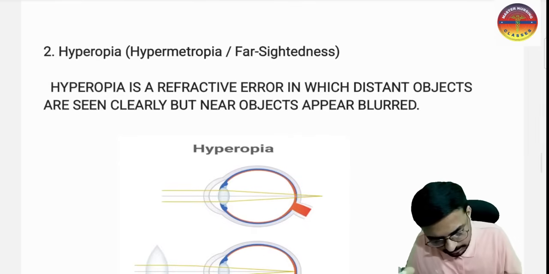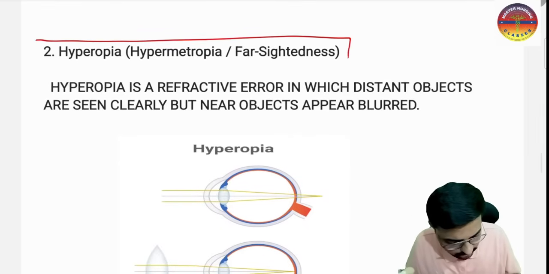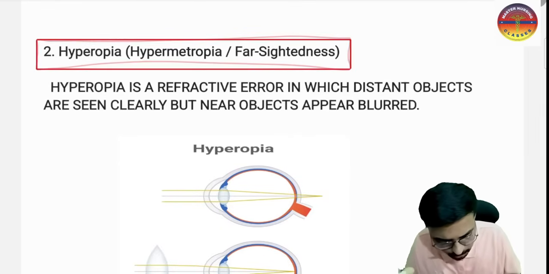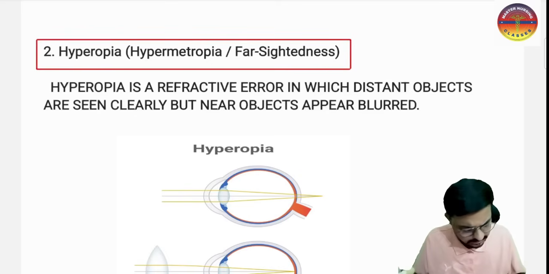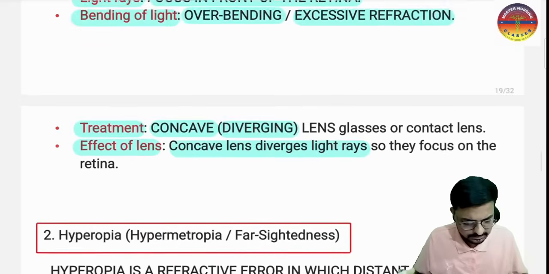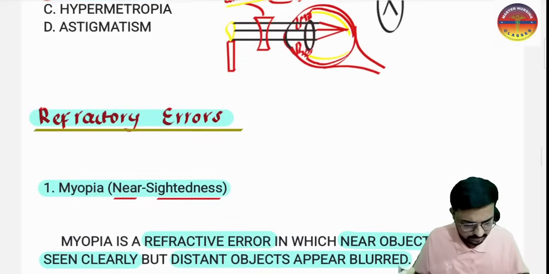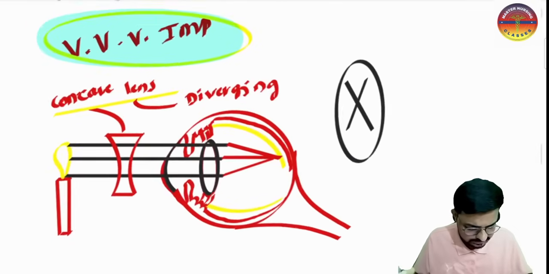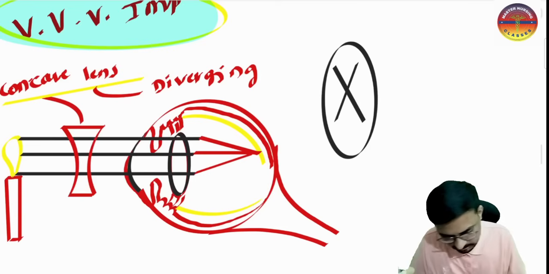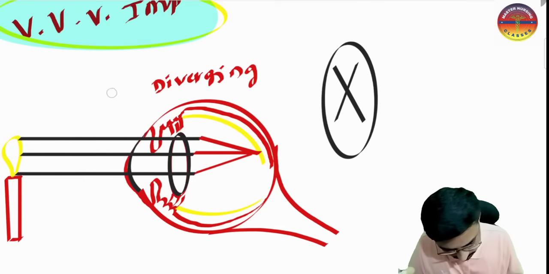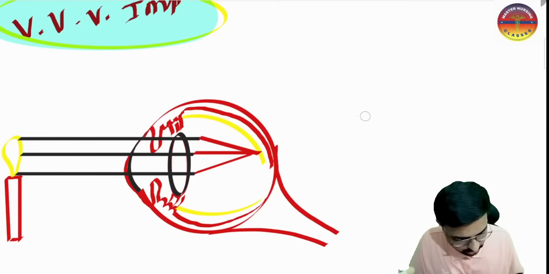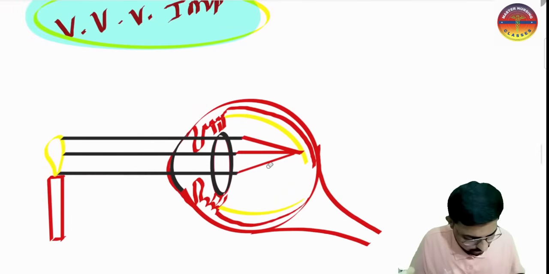Next we have another refractory error, which we also call hyperopia, hypermetropia, or farsightedness. Here, what happens? I will take the same image for the explanation of the concept. You can see here, I am removing this thing. Just the same image, you understand.